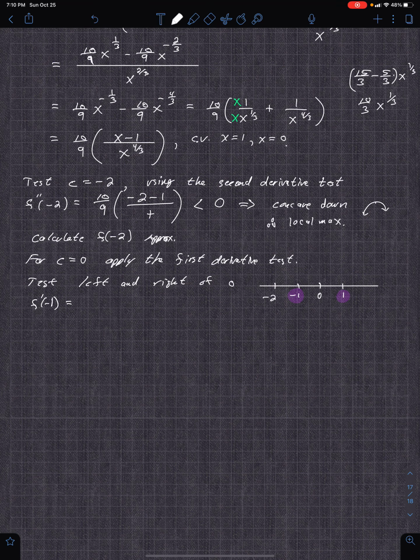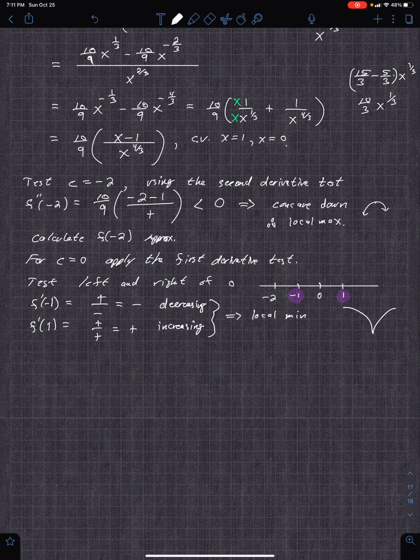So -1, let's do -1 first. You get a positive over a negative, which is a negative, so it's decreasing. Then you do f prime of 1, and you get a positive over a positive, which is positive, so it's increasing. So you go from decreasing to increasing. That does imply a local minimum.